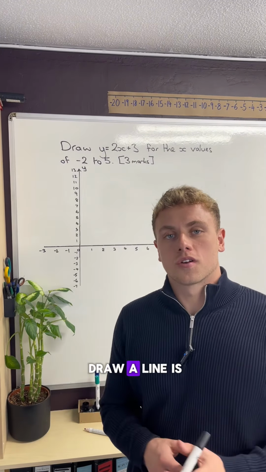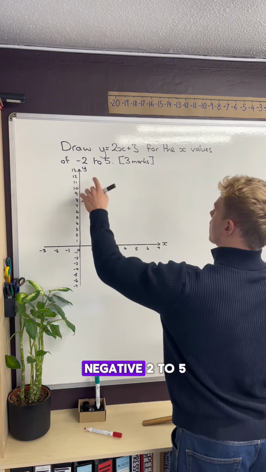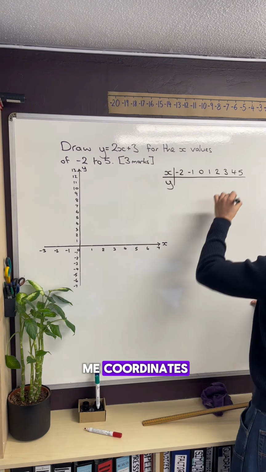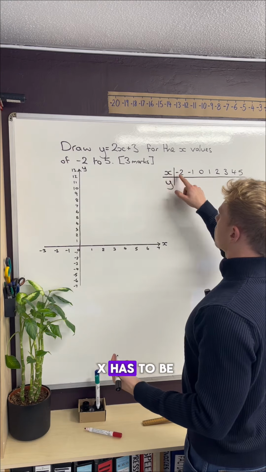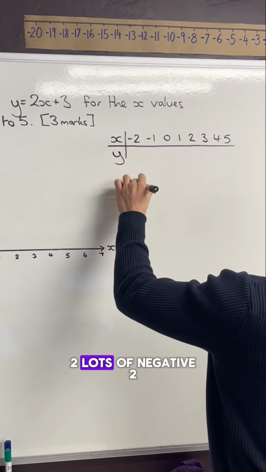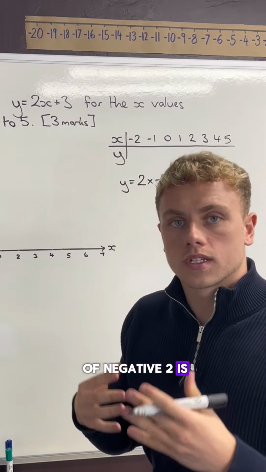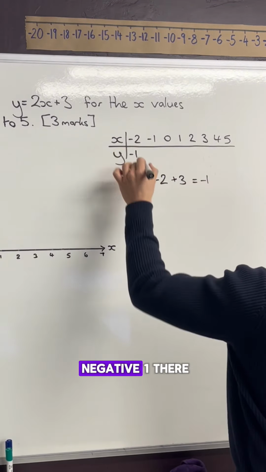A second way to draw a line is using a table of values. So we know that the x values have to be from -2 to 5, and I need to find the y values, which will then give me coordinates. To work those out, you can just do substitution. So I know that x has to be -2, so sub it into this. So y would equal 2 lots of -2, add 3. 2 lots of -2 is -4, add 3 gives you -1. So y would be -1 there.